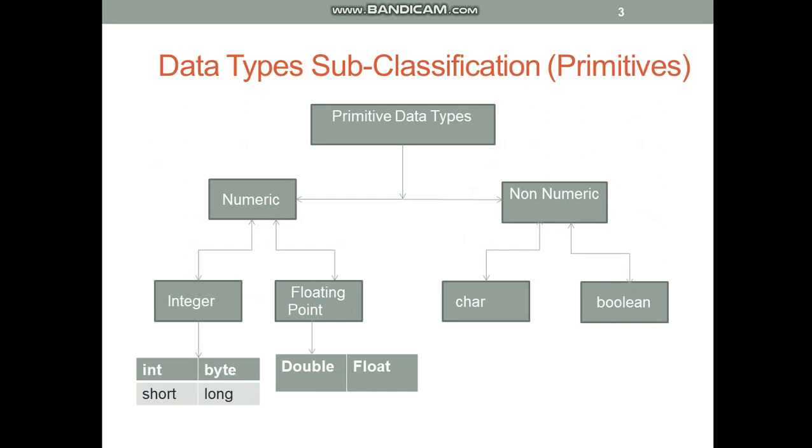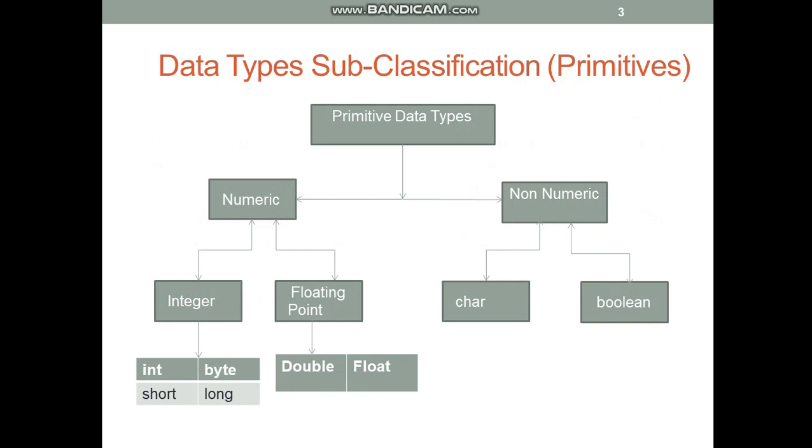The specialty of integer types is that they cannot include a decimal or precision value in their values. In short, byte, and long, none of these types can include decimals. And in floating point, we can include the decimal point up to a long range.